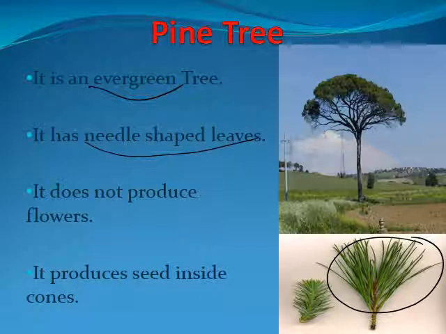It doesn't produce flowers. What does it produce instead? Yes, Leah? Cones. It produces seeds inside cones. Excellent. It doesn't produce flowers. And it's also an evergreen tree. What does this mean? This means that it stays green all over the year. And it has needle-shaped leaves. It looks like a needle.